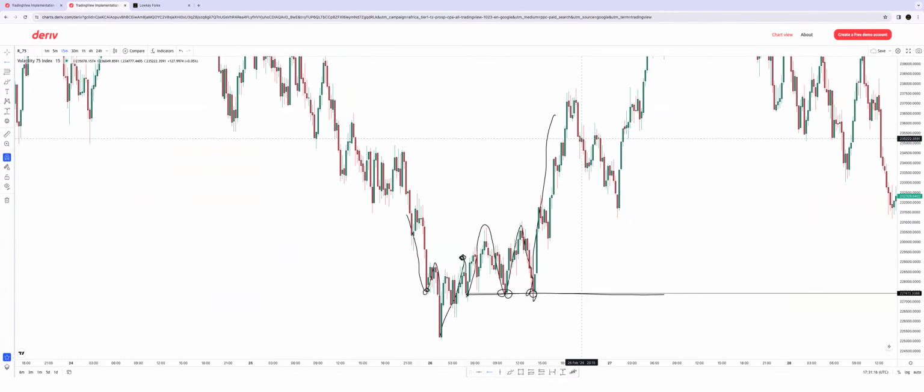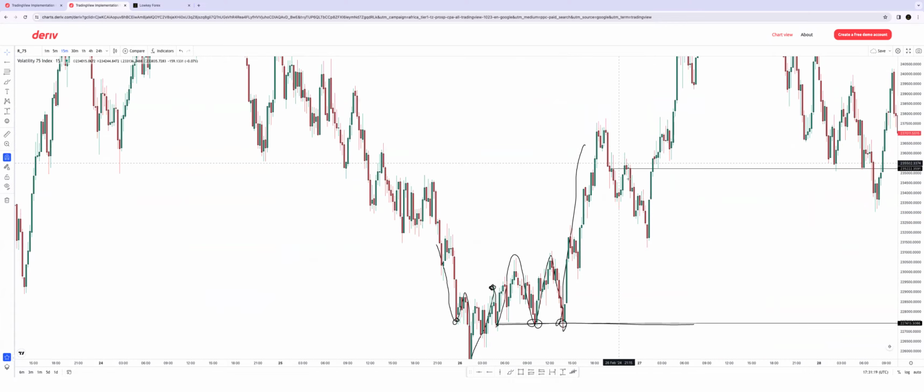And also let me add one other example right here. We had an invalidation, we had a new invalidation that was respected.